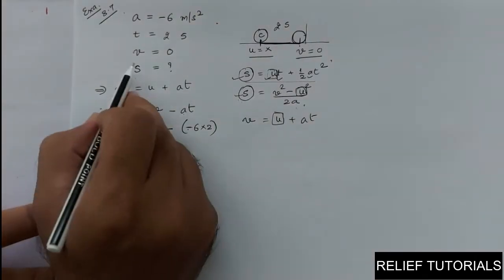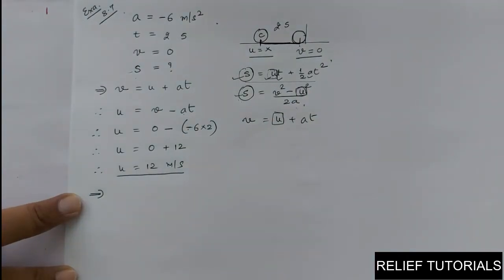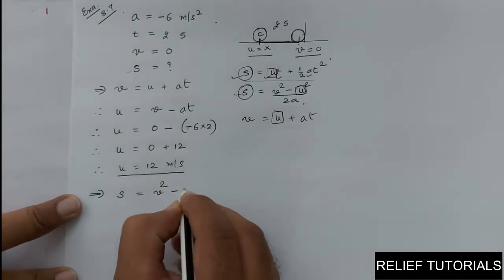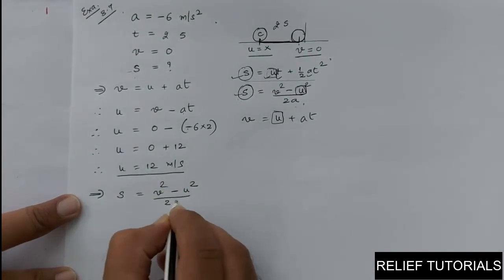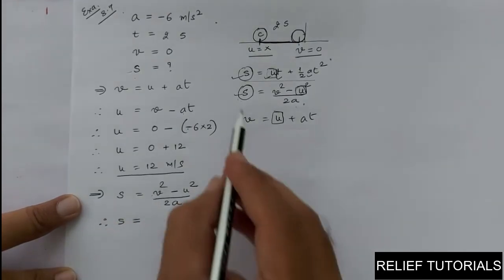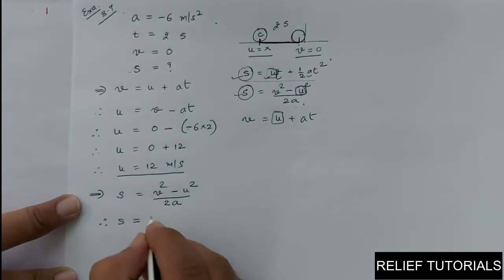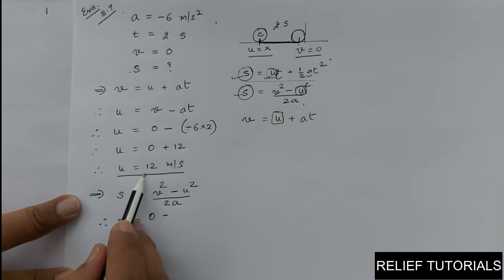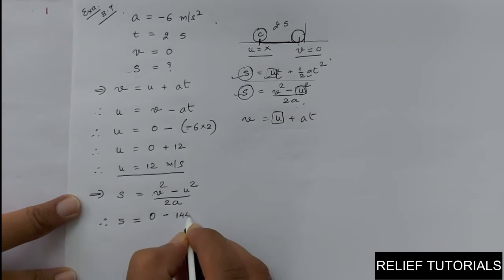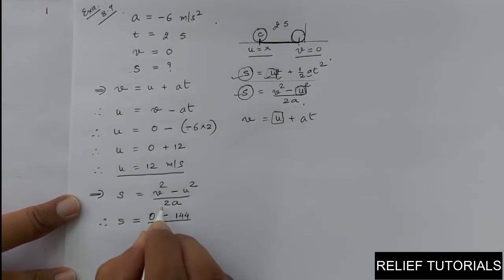And now we want to find S. Now I think you can find S by any one of the formulas. Okay, so again let us use the third one. So S is equal to v square minus u square by 2a. Therefore S is equal to v square. v square is 0 square and 0 square is 0, minus u square. u square, recently we found u as 12. So u square means 12 square and 12 square is 144, upon 2 into a.